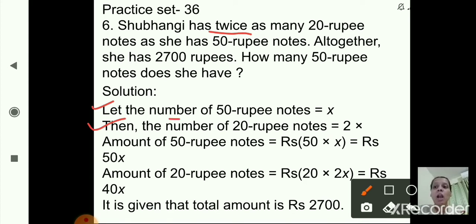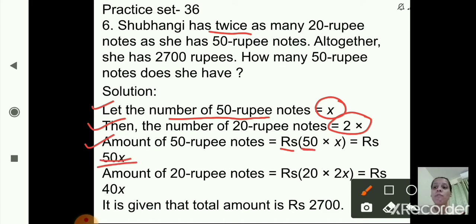How many 50 rupees notes is she having? x notes of 50 rupees. And how many 20 rupees notes is she having? 2x. Now the next step: the amount of 50 rupees notes is equal to rupees 50 multiplied by x, because she has x number of 50 rupees notes. So 50 multiplied by x, that is 50x.